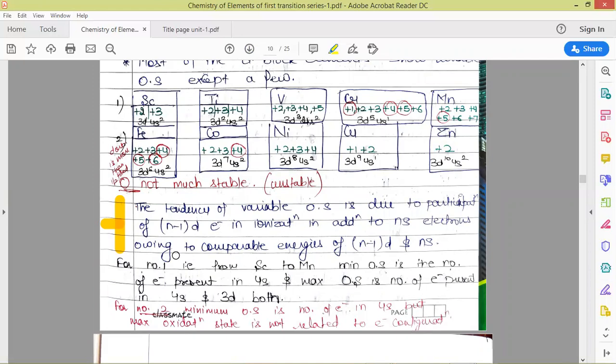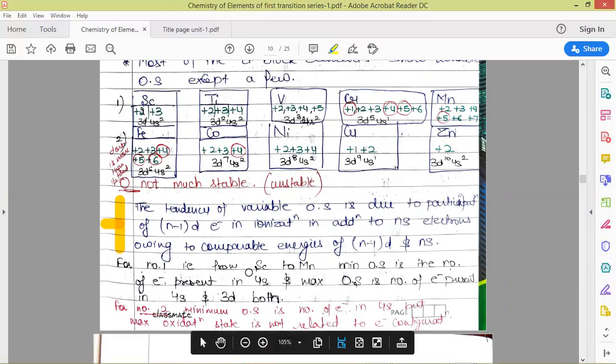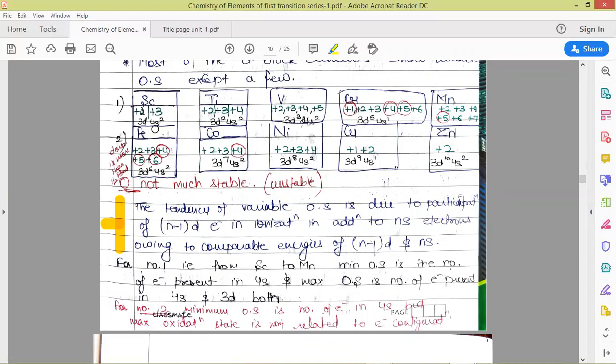So here we have divided the whole series into two parts, first 5 elements and then next 5 elements. For the first part, as we move from scandium to manganese, the minimum oxidation state is the number of electrons present in the 4s subshell. So here minimum oxidation state is +2, again +2, and here it is +1, as 4s is having 1 electron for chromium, and then +2 for manganese also.